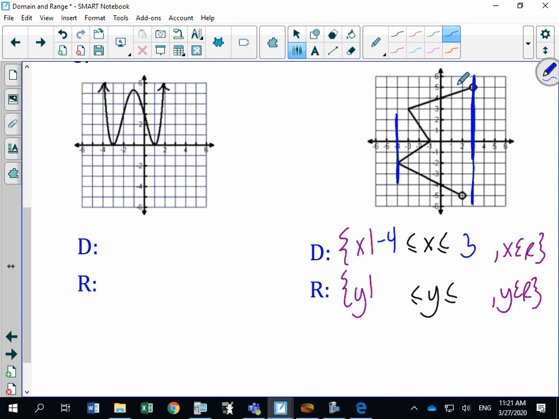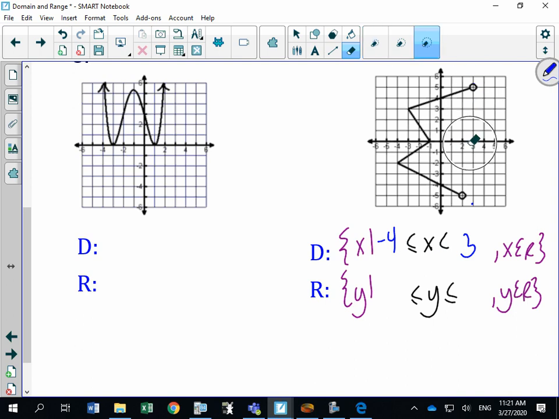Now I have to look, do I erase any equal to signs? So I have an open dot here. And what does that mean? It means that my graph approaches 3, but it doesn't actually touch 3. So it maybe gets to 2.9, 2.99, but it doesn't actually hit 3. So I would erase my equal to sign on that side. So x is less than 3, x is greater than or equal to -4.